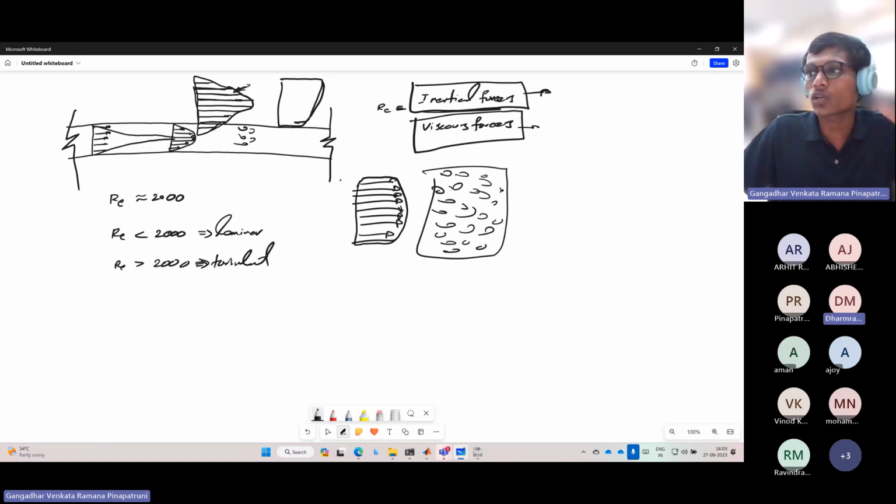This happens everywhere, not necessarily in internal flow or external flow. It happens everywhere if there is a flow and there is an object.